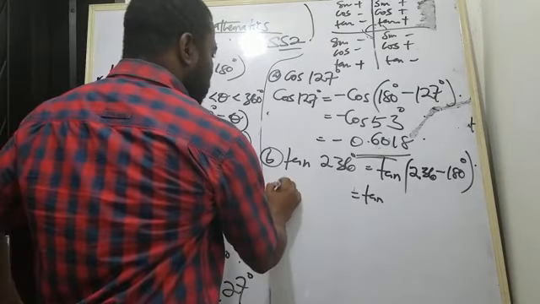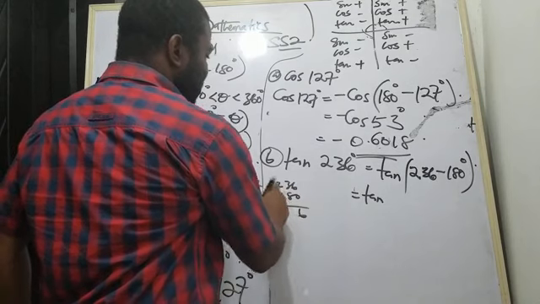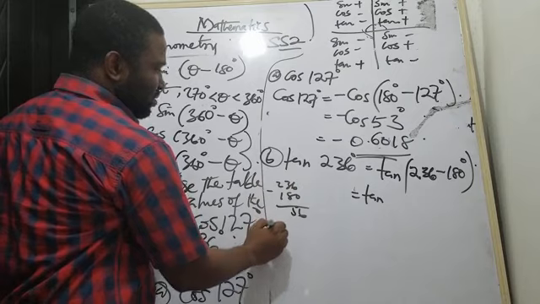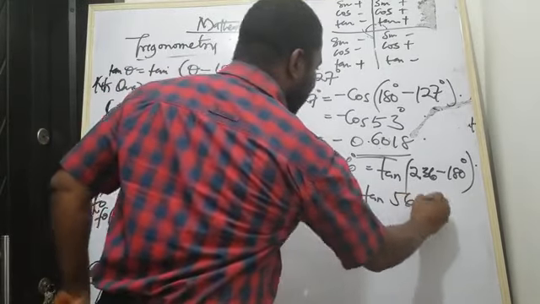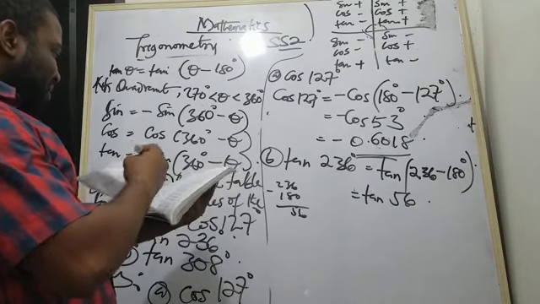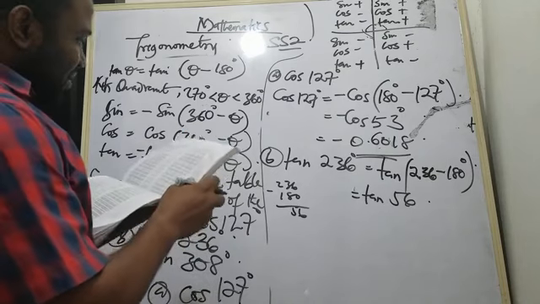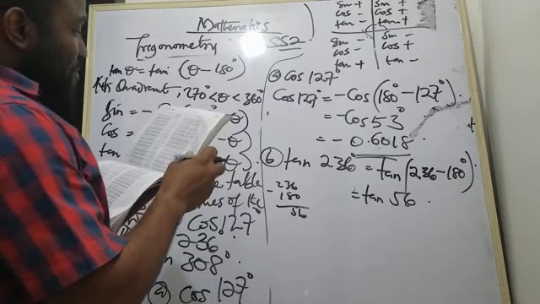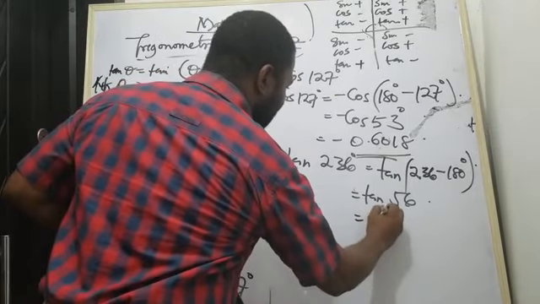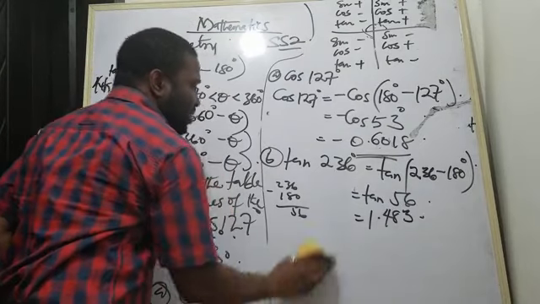So what do we have? 236 minus 180 gives 56. Okay? Now, you look for tangent of angles. Tan 56, you have 1.483. Hence your final answer.